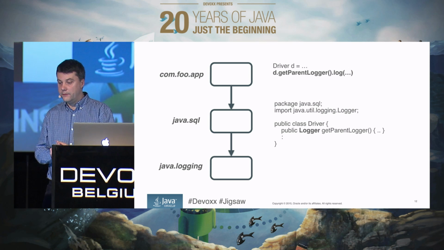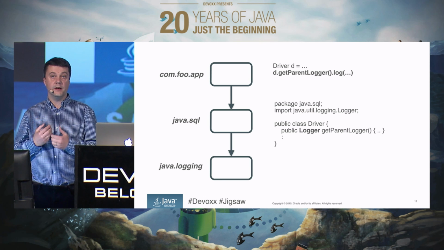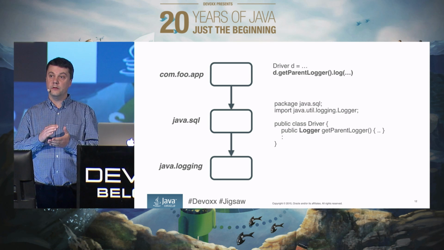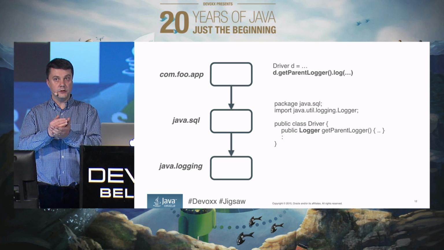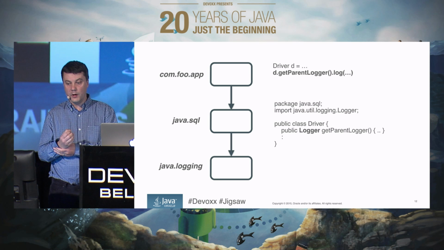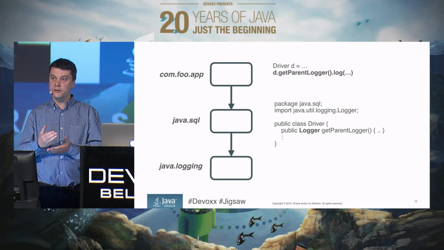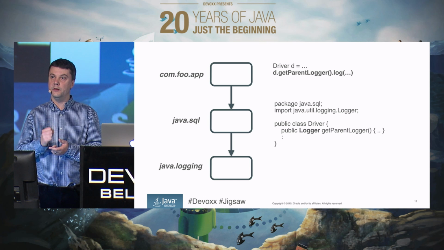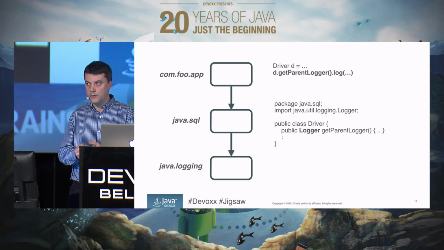So what we might have in the confu app module is some code that's using some of the types in Java SQL. If you read a module, then you can make use of the types in that module. So confu app reads the Java SQL module and is making use of types in that module. The type in this example is Java SQL driver, which I assume most people will recognize.